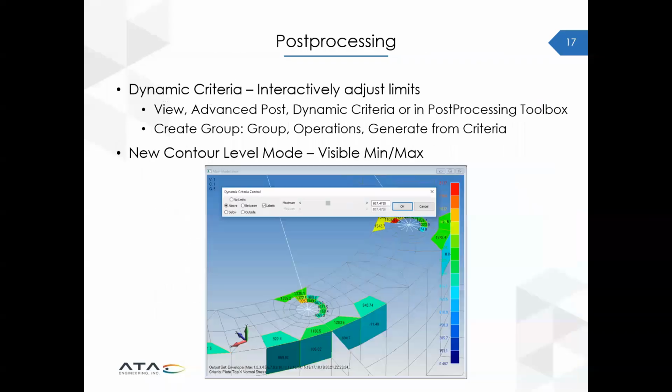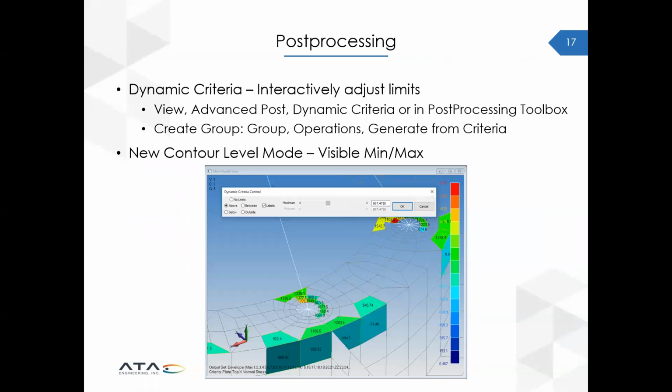So we're running towards the end of our time, so I'm just going to get through these last ones quickly. On the post-processing side of things, they've added a really cool interactive adjust limits for dynamic criteria. So now if you're looking at a criteria plot, you can open up this little window, grab the status bar, and start dragging it back and forth. We'll take a look at that in the model.